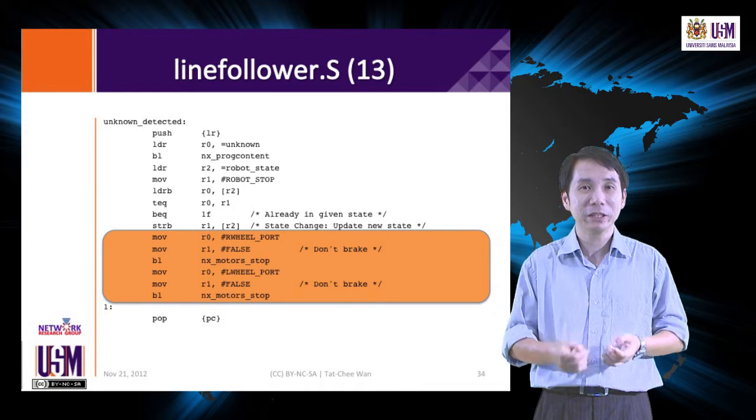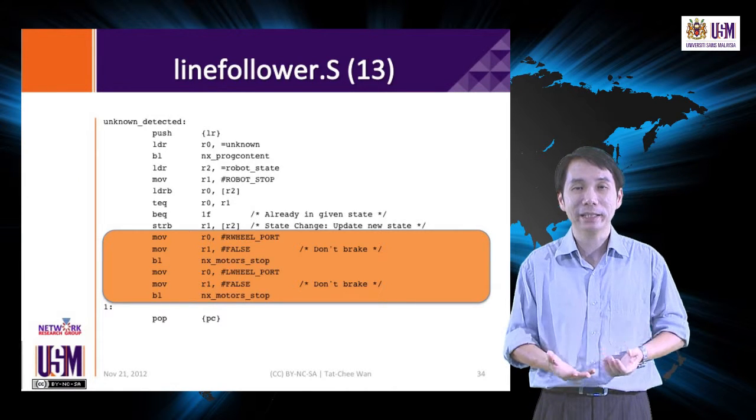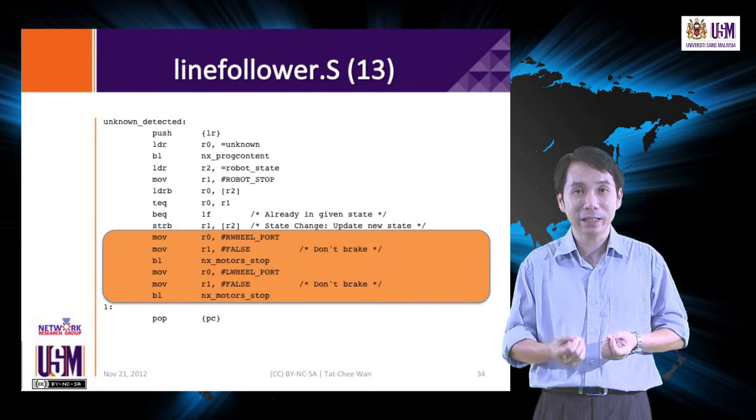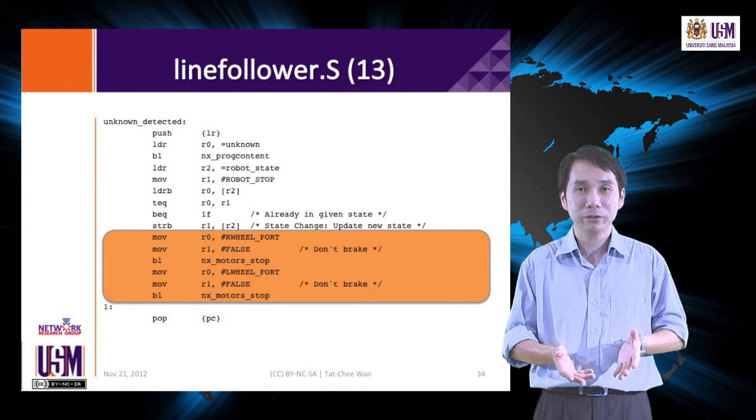Finally, what happens when we are not sure what reading we get? In this case, it's safest just to stop the robot and not do anything. So when we have detected an unknown color, we will stop the motors and let the robot rest.